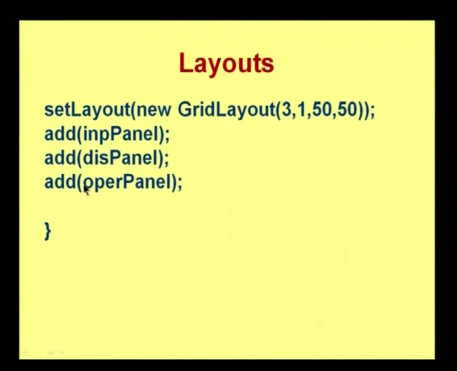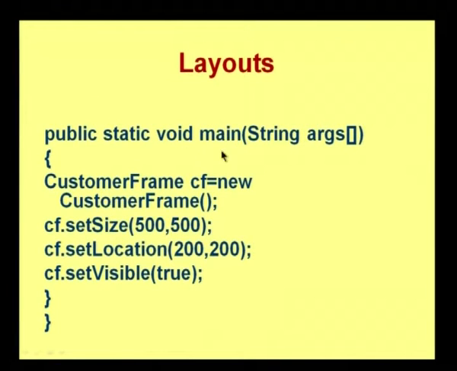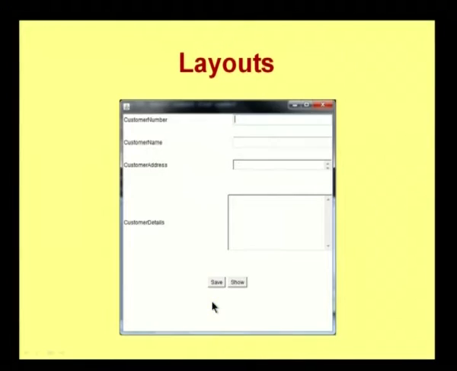So you can see that whenever I execute this using this main method, I am constructing the frame, setting the size of the frame, setting the location, and then I am making it visible. Now you can see that the frame has customer number. This is one panel, this is one panel, and this is one panel. This is the input panel, this is your display panel, and this is your operation panel. This follows flow layout, this follows a grid layout, and this follows a grid layout.